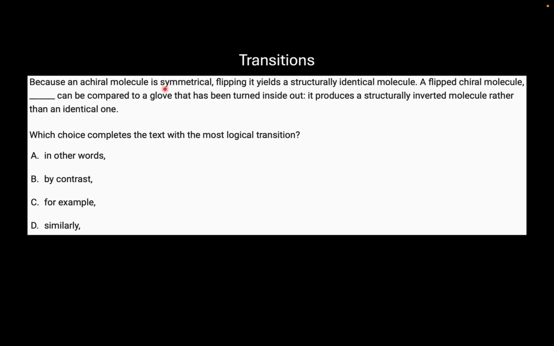Because an achiral molecule is symmetrical, flipping it yields a structurally identical molecule. A flipped chiral molecule can be compared to a glove that has been turned inside out. It produces a structurally inverted molecule rather than an identical one.